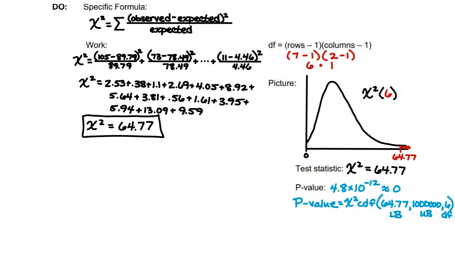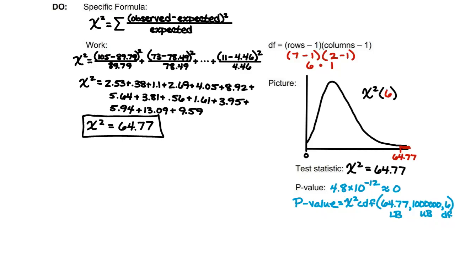That's the p-value? The p-value is 4.8 times 10 to the negative 12 on the calculator by doing this. Chi-square CDF. Chi-square CDF. Ooh, no. You put 6.77. It's 64.77. That'd make a big difference because that'll give you a very different p-value.